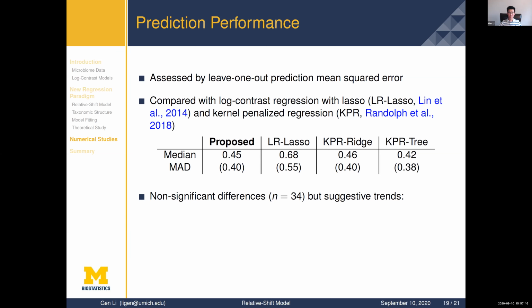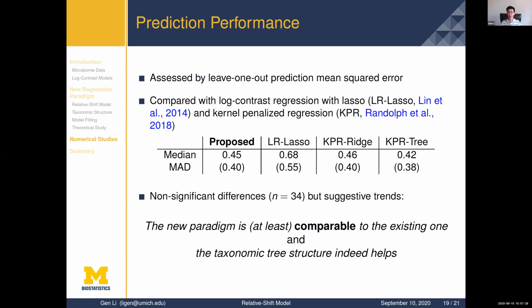Although they're not significantly different from one another, mainly because we only have 34 samples, a very small sample size, there are some suggestive trends from this result. For one thing, the proposed method, although we use a very different regression paradigm compared to the existing state-of-the-art transformation-based methods, has similar results. So the new paradigm is at least comparable to the existing ones.